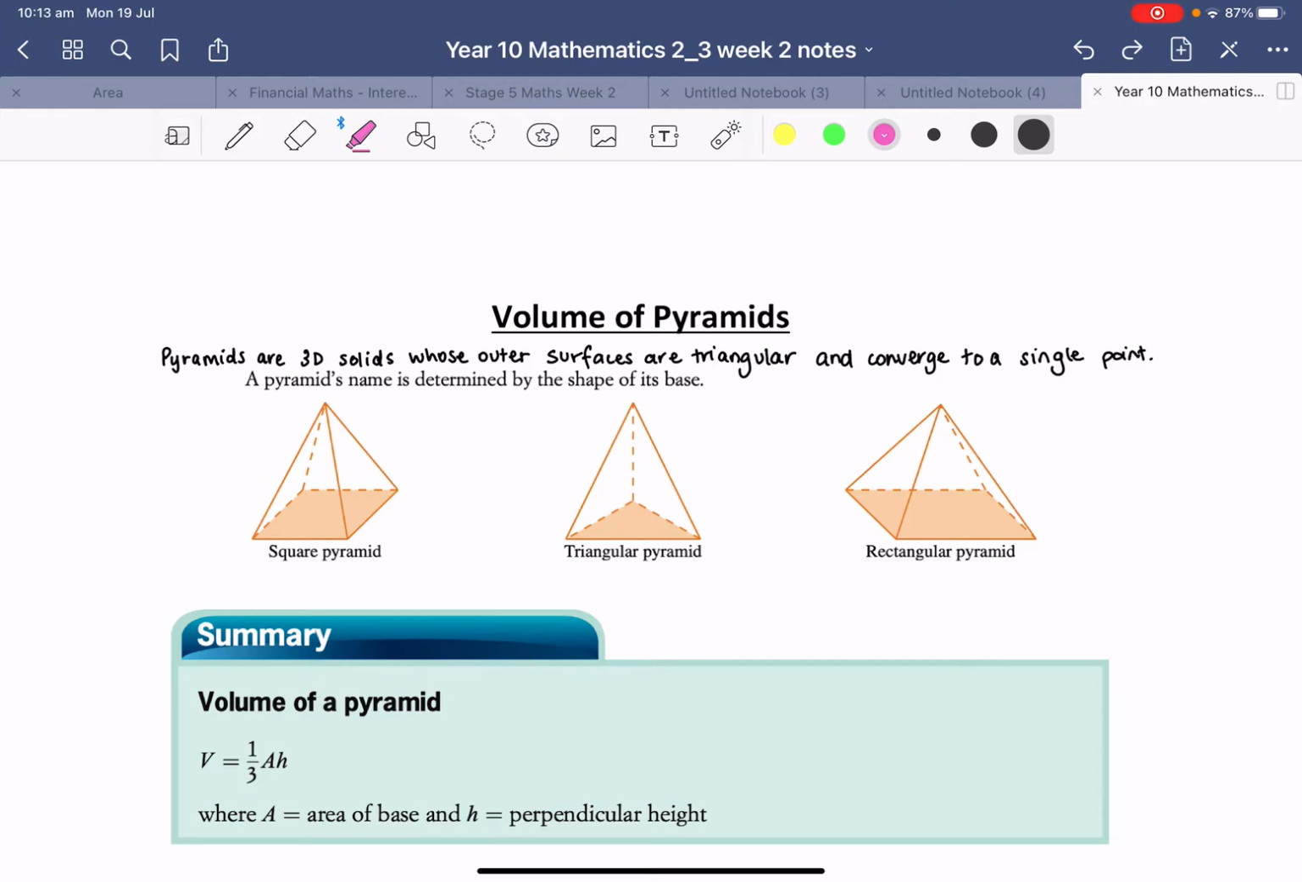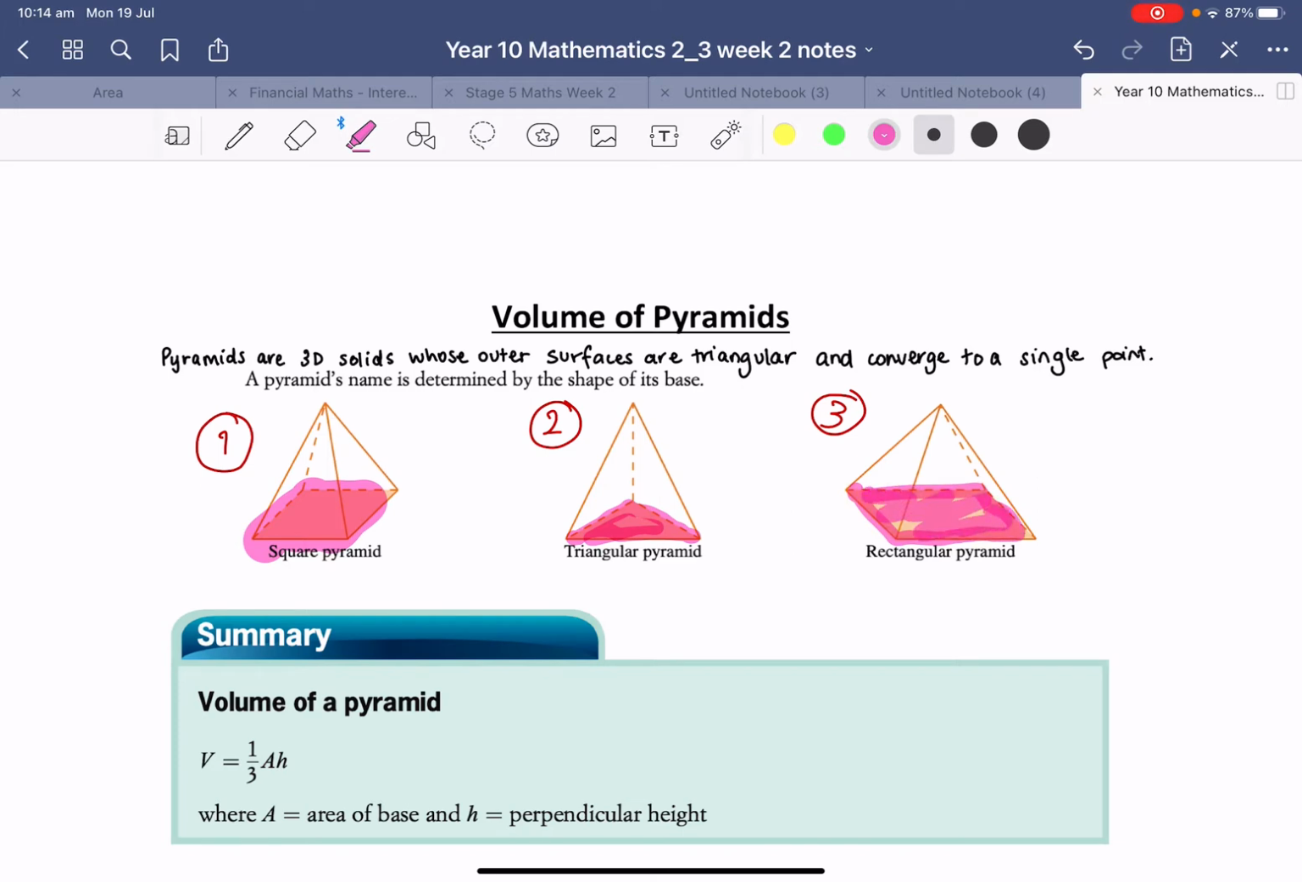For example, the first one on this side, number 1, is a square pyramid because of the base at the bottom here. The second shape here is a triangular pyramid because it has a base of a triangle. And then the last one is a rectangular pyramid because it has a base of a rectangle.